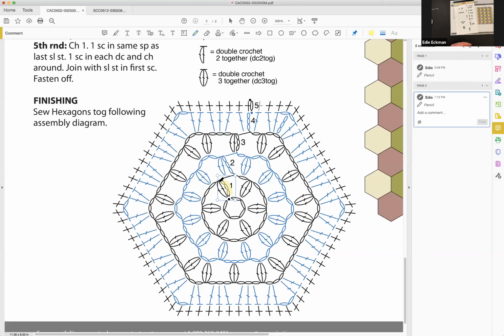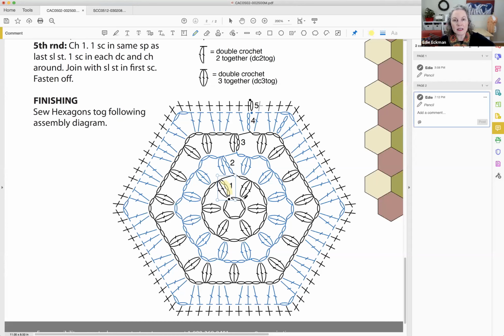So that's what I'm ending up with when I look at my diagram. This right here is double crochet 2 together, then I'm going to chain 3, and then I'm going to have double crochet 3 together, double crochet clusters, and I'm going to go around in this direction because I'm right-handed. So as a right-hander, I'm going to be working in this direction. So that's counterclockwise.